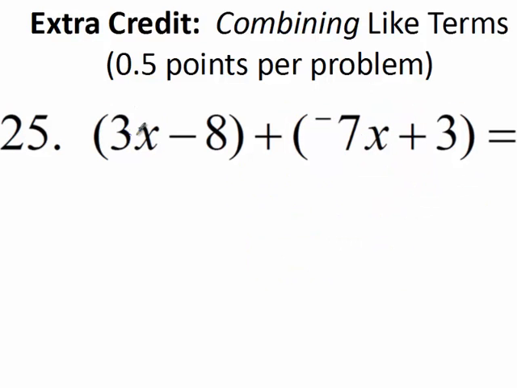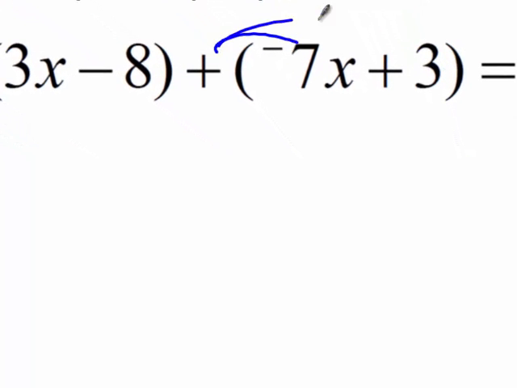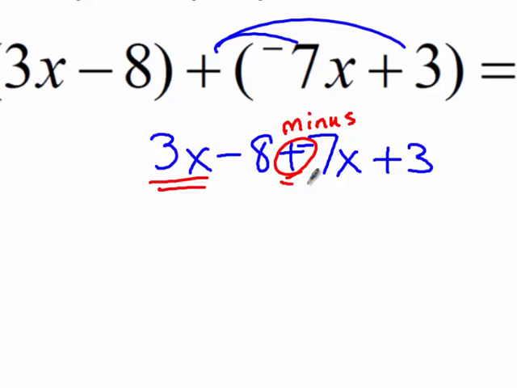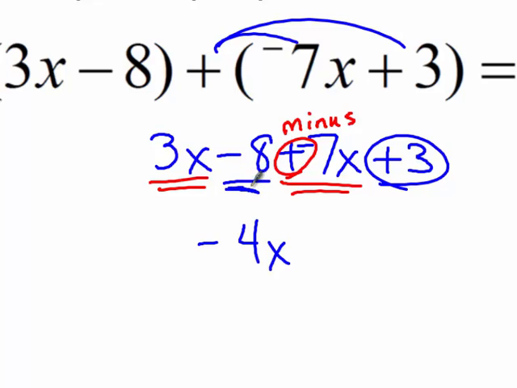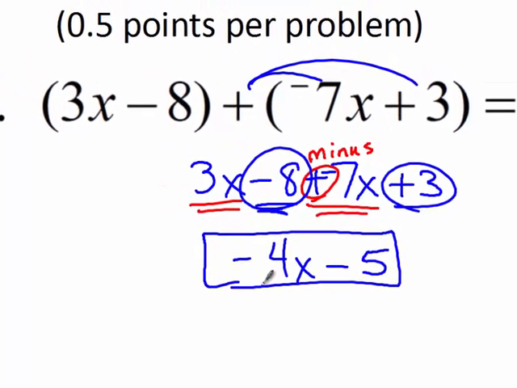Number 25. We have the quantity 3x minus 8 plus the quantity negative 7x plus 3. Rewriting this, we have 3x minus 8 plus a negative 7x plus 3. We have 3x minus 7x. 3x minus 7x is a negative 4x. And 3 minus 8 is a negative 5. The simplified algebraic expression is negative 4x minus 5.